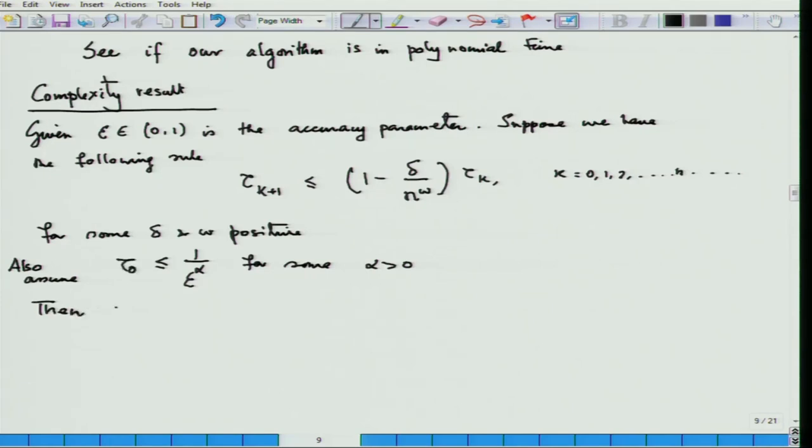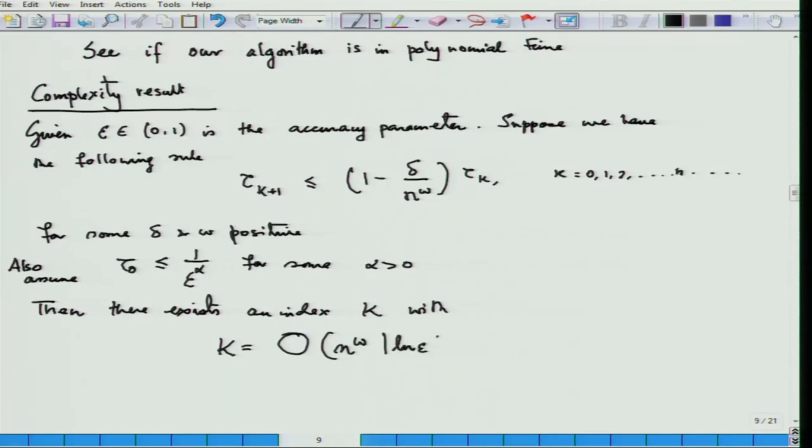Then there exists an index k, k is one natural number. So, x of k, that is where you stop. There exists an index k with k equal to big O of n to the power omega natural log of epsilon, such that tau of k is less than or equal to epsilon for all k which is bigger than this k.